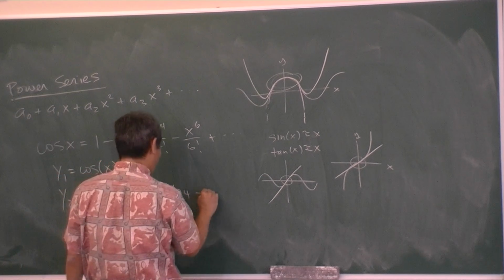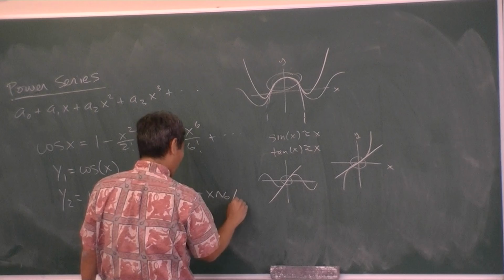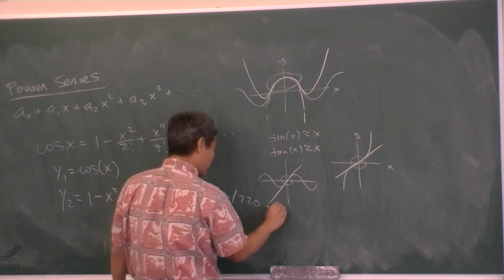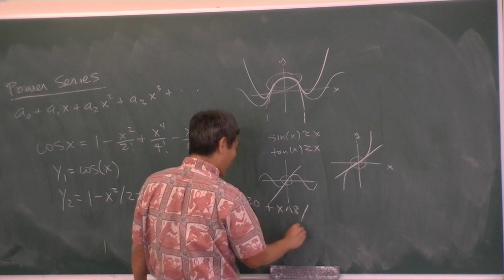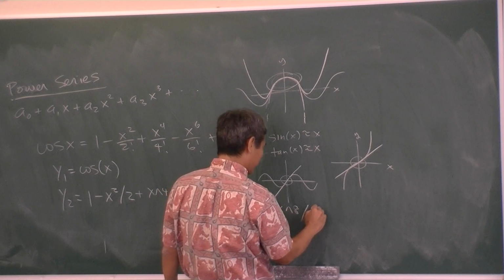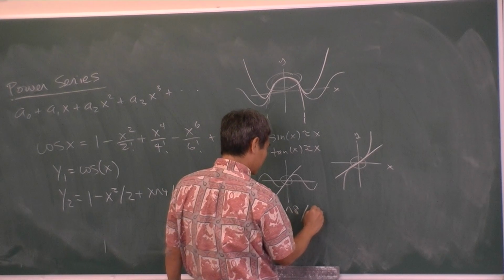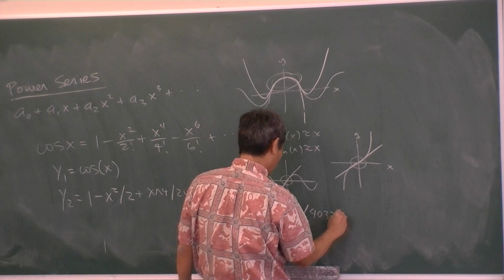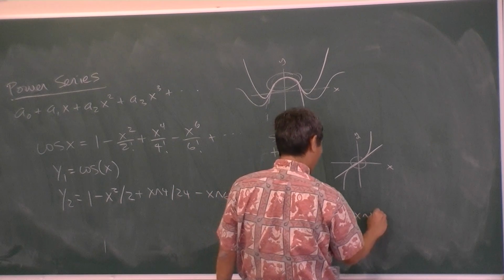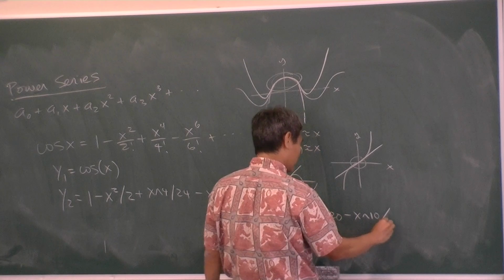Let's minus x to the 6 over 6 factorial, plus x to the 8 over 8 factorial, which is, Chai? 8 factorial. Okay, minus x to the 10th over 10 factorial.